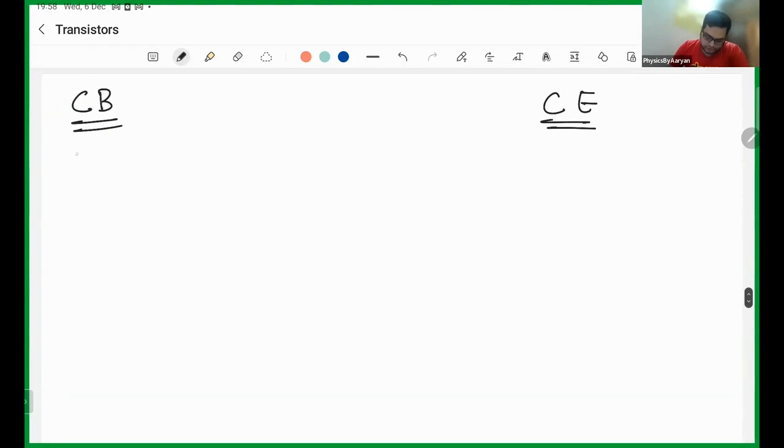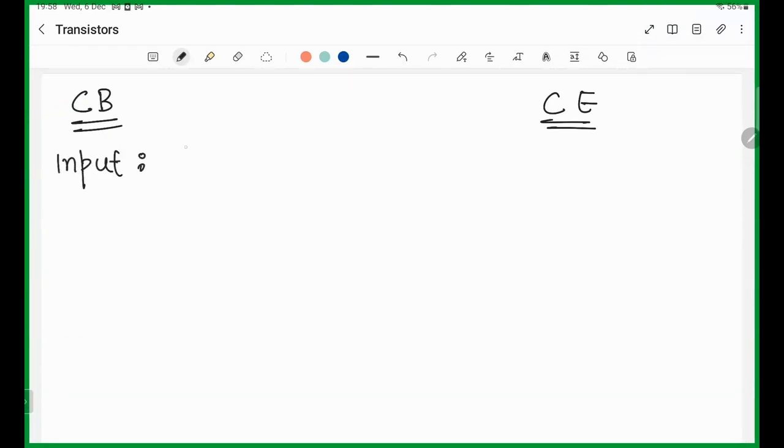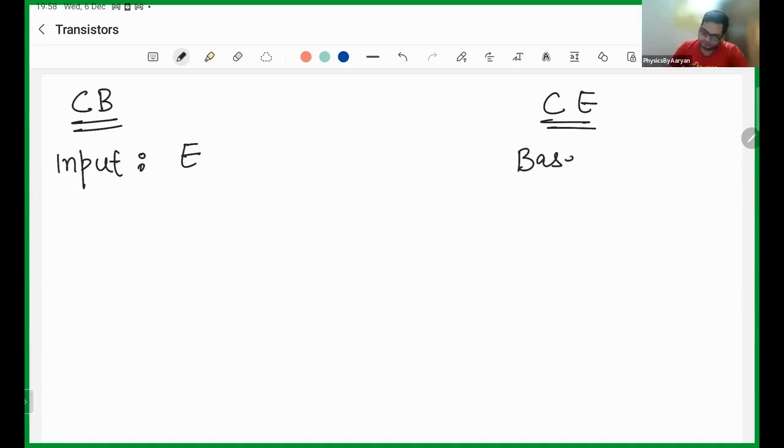In the common base, who is our input? Our common base input is the emitter. And in this, what is our input? It is base. Yes. And in this, what is our output? Our output is the collector.